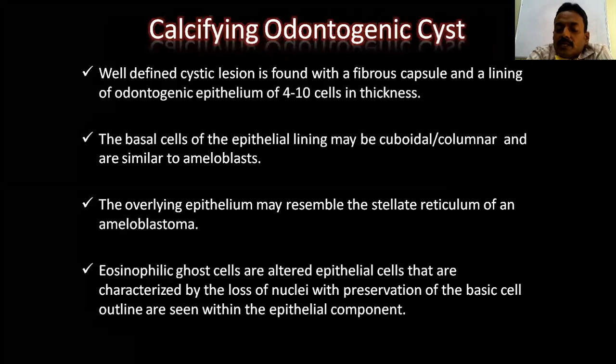Coming to the next one, calcifying odontogenic cysts. These are well-defined cystic lesions found in a fibrous capsule, with a lining of odontogenic epithelium of 4 to 10 cells in thickness. Here we can appreciate a thickness of 4 to 10 layers of cells. The basal cells of the epithelial lining may be cuboidal or columnar, and are similar to the ameloblasts.